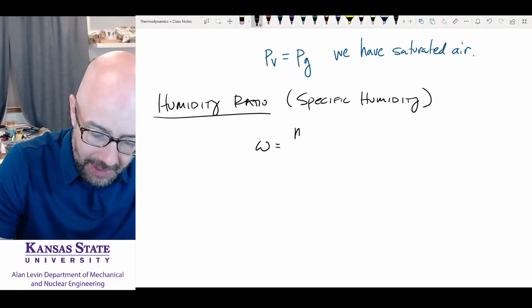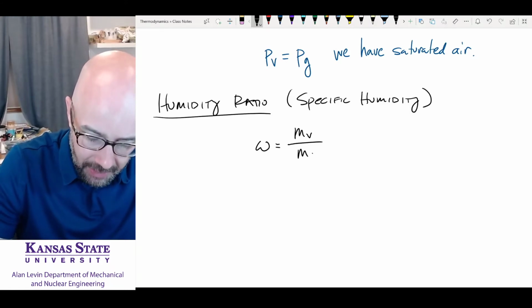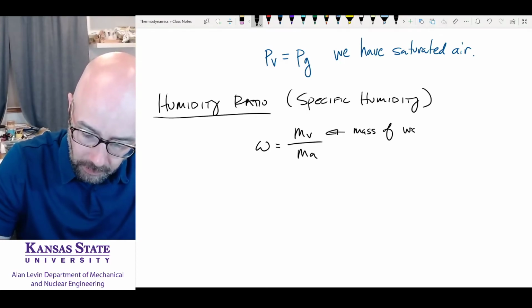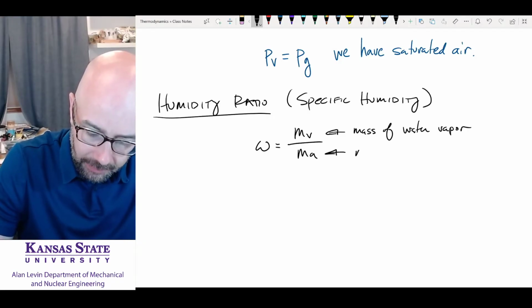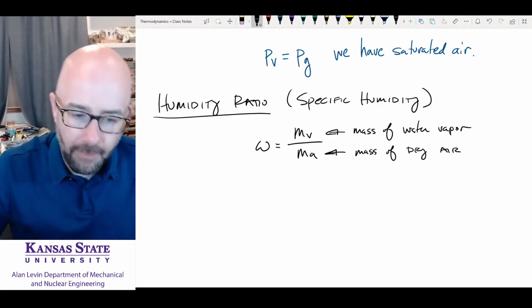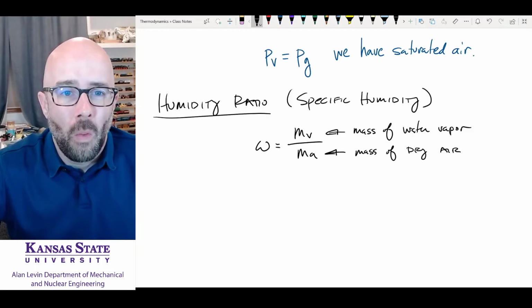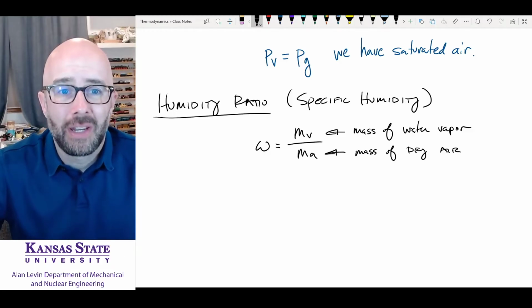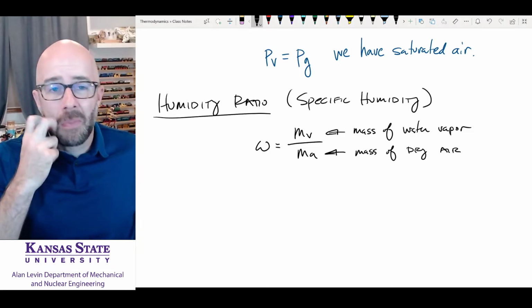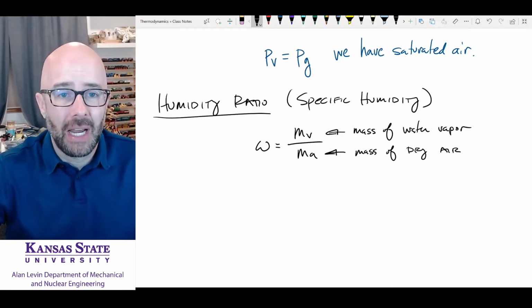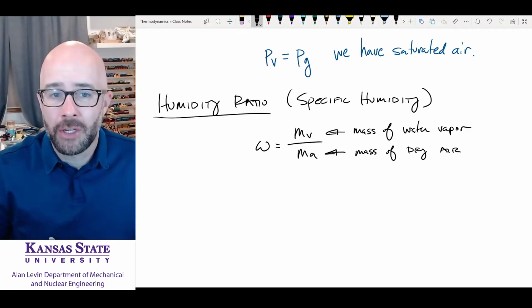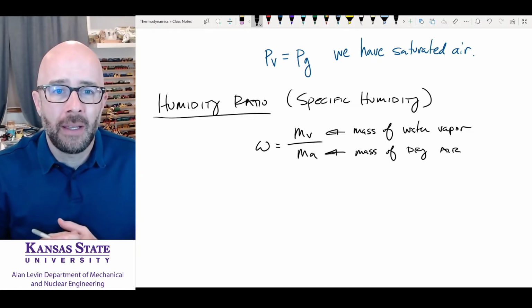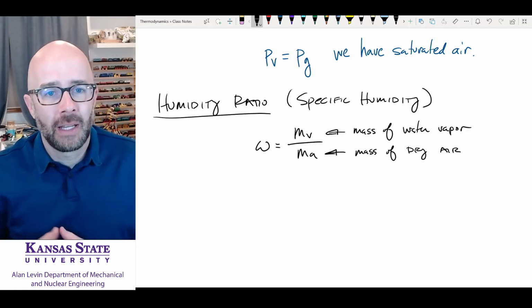Omega is going to be the mass of the vapor all over the mass of the air. So this is going to be the mass of the water vapor, and this here is going to be the mass of the dry air. Now we can go and measure that. If in this room I could figure out the mass of the water vapor and the mass of the dry air, and I could take that ratio, I have the humidity ratio. And so the units here are going to be kilograms of vapor over kilograms of air.